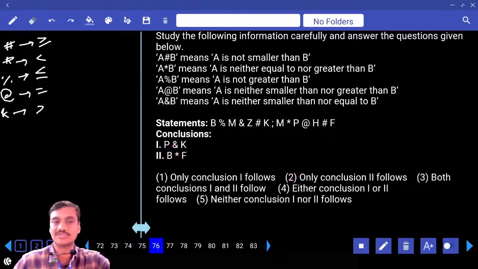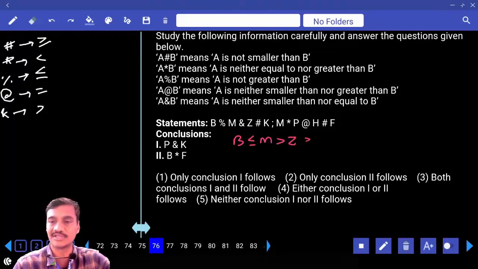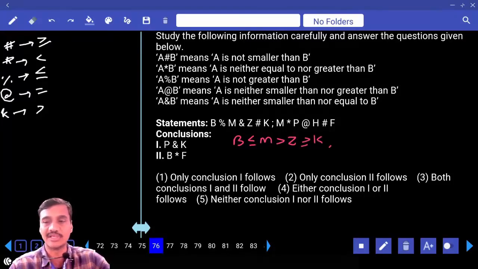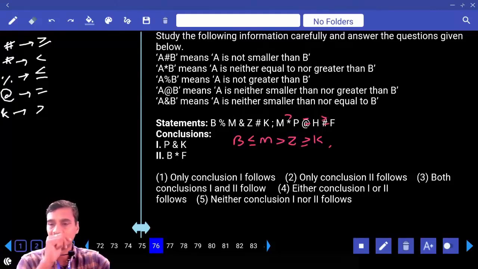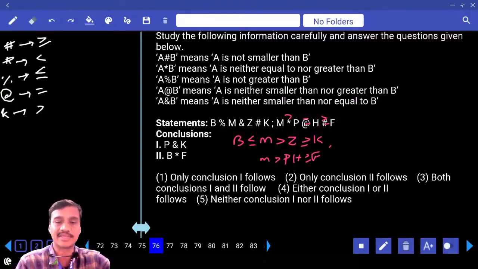Now in this question number 76, percentage: B percentage M, B lesser than or equals to M, M greater than Z, Z hash means Z greater than or equals to K. And in the next one, M star P means M greater than P, and P at the rate of means P equals to H, and H hash means H greater than or equals to F. Done? Then M greater than P, P equals to H, H greater than or equals to F. Then if you combine these two, P and K.